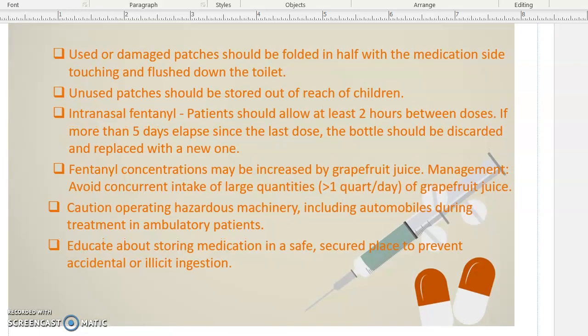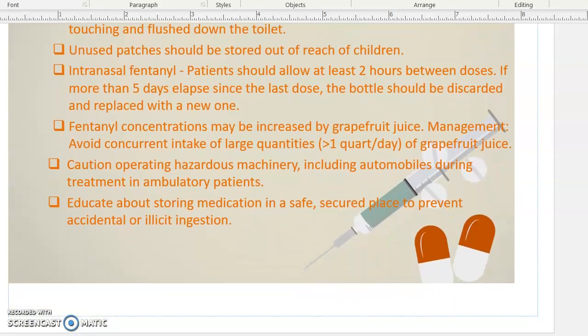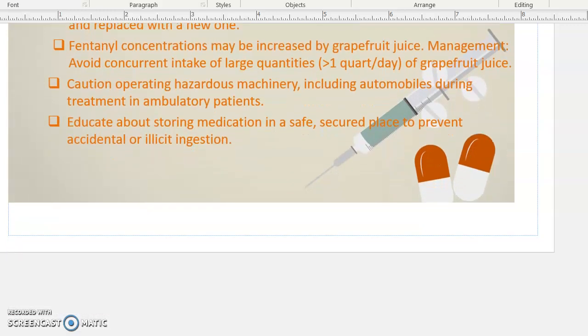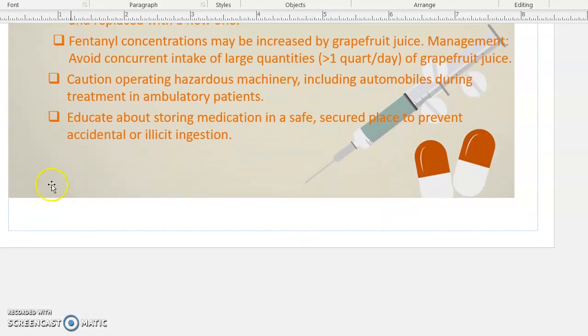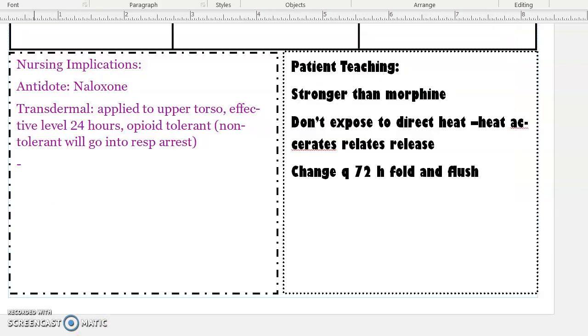Fentanyl concentrations may be increased by grapefruit juice, so to manage that, you need to avoid taking in large quantities. So keep it to less than a quart a day. No operating heavy machinery, and educate about storing the medication safely so it doesn't fall into the hands of accidental or illicit ingestion. In addition, remember, if a patient starts to develop respiratory depression or the effects are getting too bad, you can always use naloxone. It is the antidote for opioids.